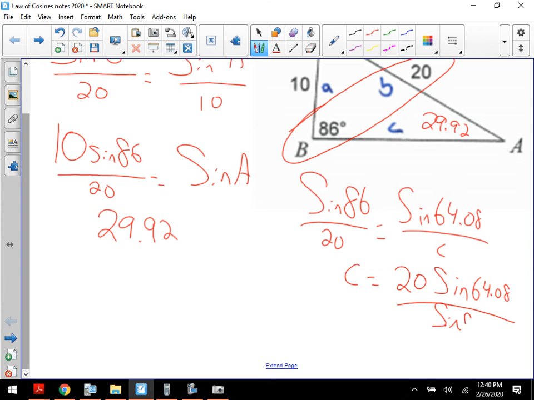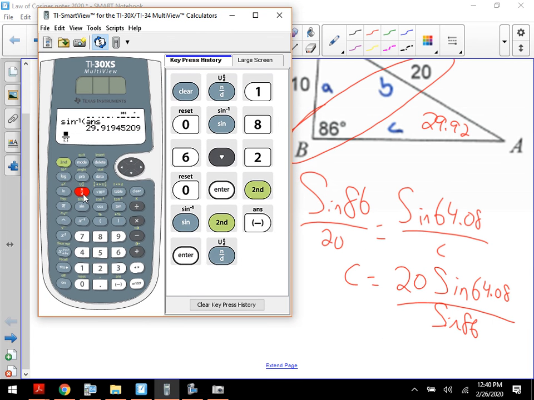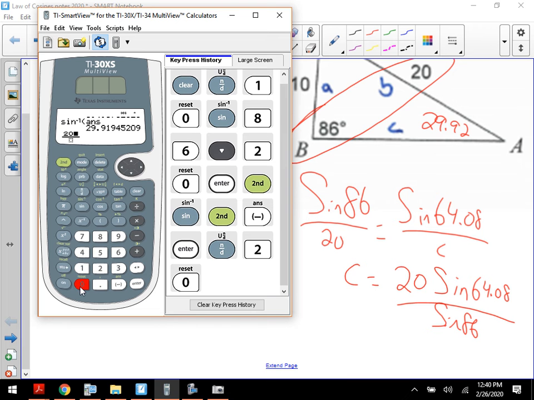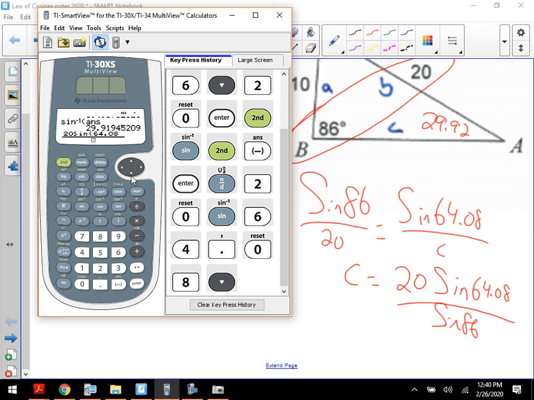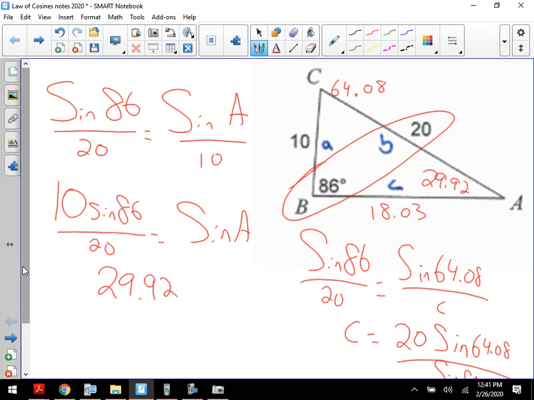Sine 86. Again, press some buttons. 20 sine 64.08 over sine 86. And that's your 18.03. Remember, the only really thing that you can do to see if you're on the right track is to go back and look.